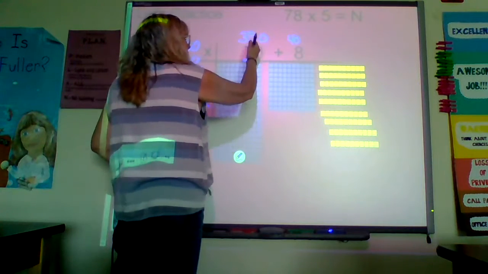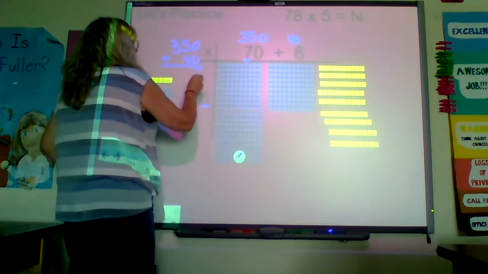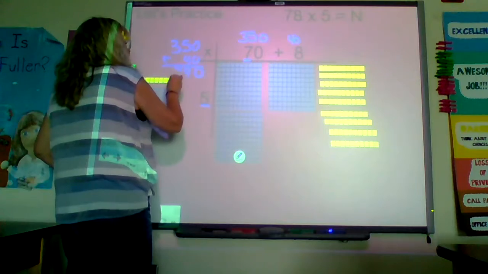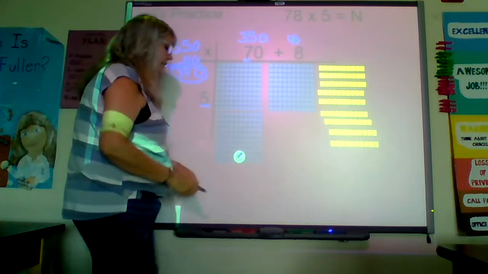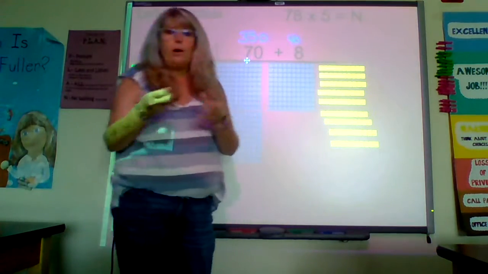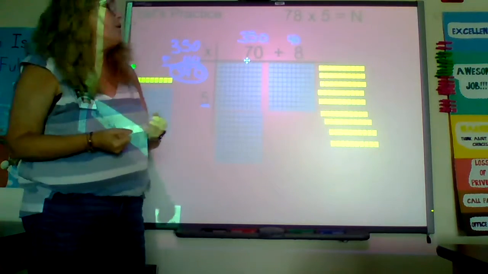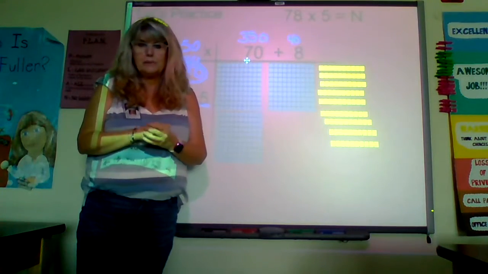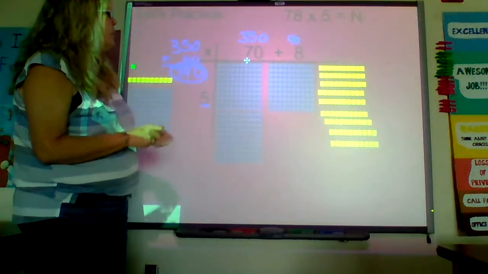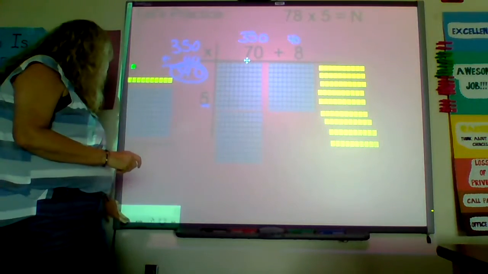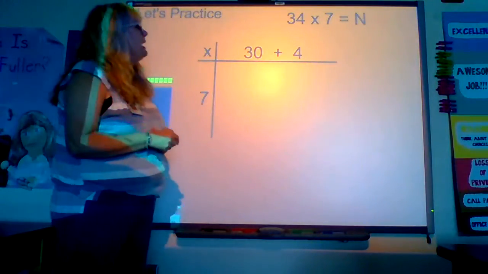Okay, and now I'm going to take those two numbers, 350 and 40, and I'm going to add the partial products together. Here's part and here's part. And the answer is 390. Partial means part of, and so that's why these are partial products. Products is an answer to a multiplication problem. So let's go on.